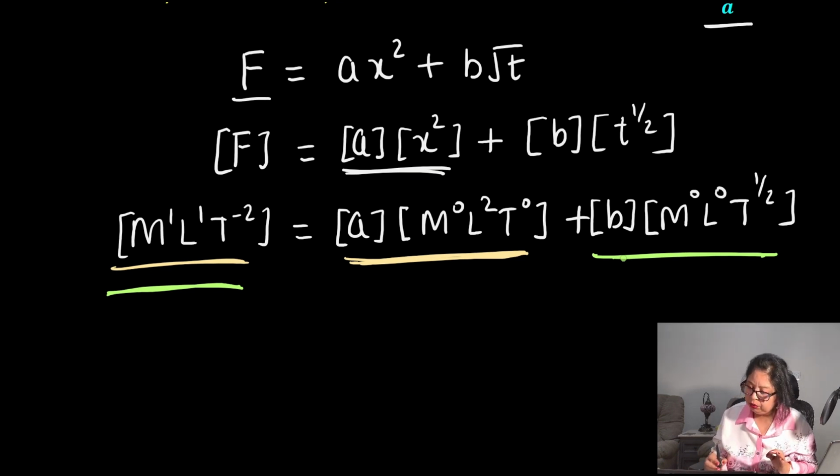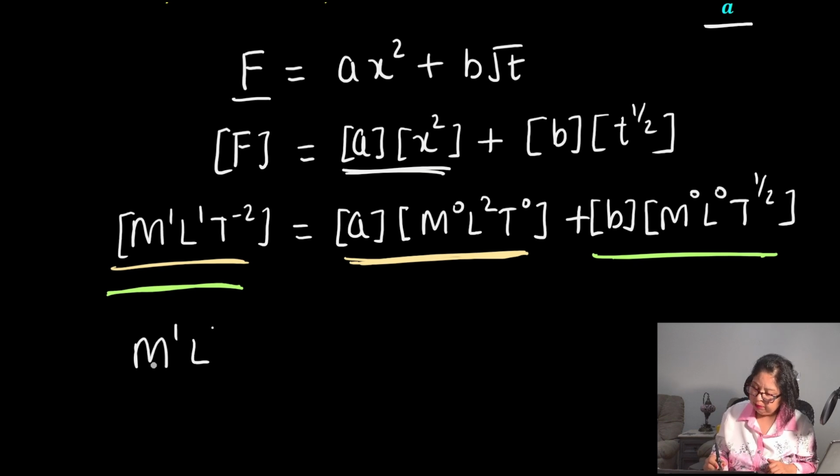So what I'll do is this left-hand side, I'm going to individually equate it with each of the terms on the right-hand side. Why? Because by doing so, I can solve for the dimensional formula for A from the first term here, which is underlined by yellow, and the dimensional formula for B, which is underlined by green line on the right-hand side. So let's go ahead and do that.